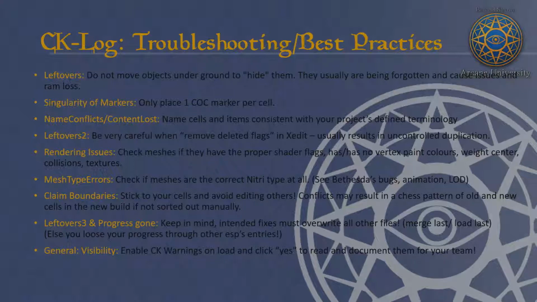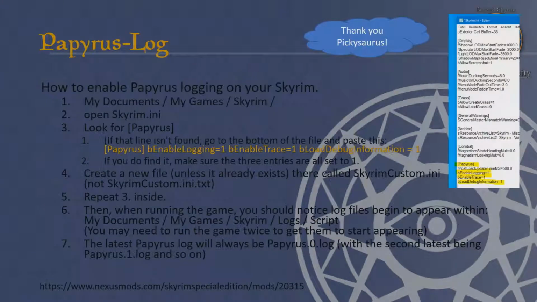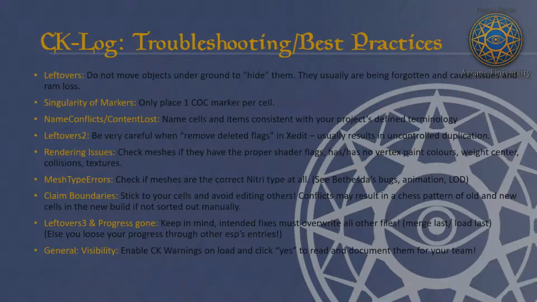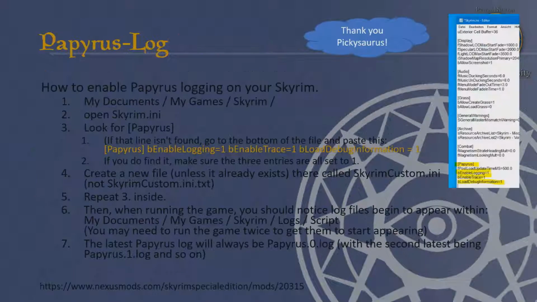And yeah, my last advice at this point is to really promote the idea that people, even though it's really annoying, keep the Creation Kit warnings on load. So then just click yes. So they really are forced to read through and then document and or resolve them with the team. Good. That's basically the editor warnings.